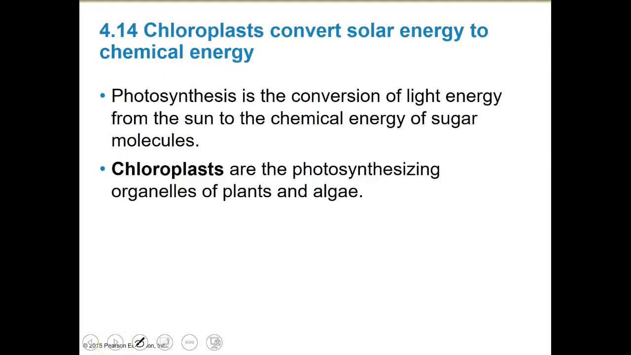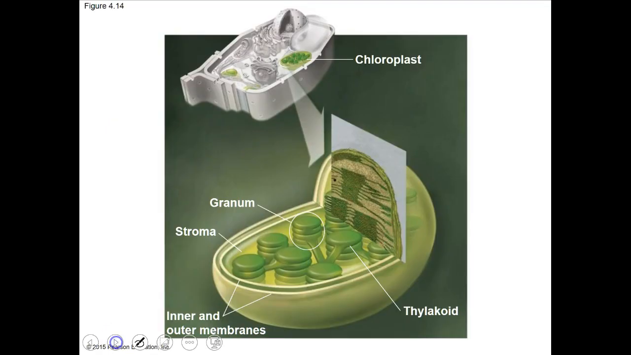So photosynthesis is the conversion of light energy from the sun to chemical energy of sugar. So photosynthesis will take light energy and make sugar. Chloroplasts are the things that do that, and they're the photosynthesizing organelles of plants and algae. You may recognize algae in pools or even fish tanks. It's that green stuff that grows. Because it's green, it's got some relationship to plants.